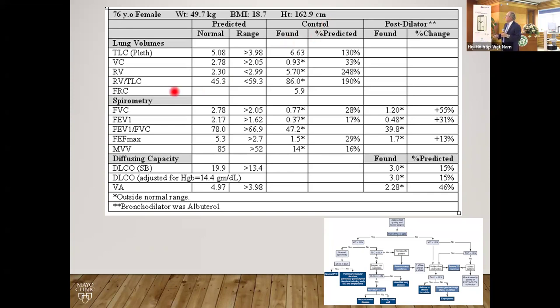Next, we have categorized the lung volume information, spirometry information, and diffusing capacity information. Here is their predicted value. Here is their lower limit of normal. Here is what was found at baseline or control, along with the percent predicted. Here is the post-bronchodilator information with what was found and a percent change, if relevant, and/or if DLCO was performed after bronchodilator. It's still in that column, but it's not the percent change, it's the percent predicted.